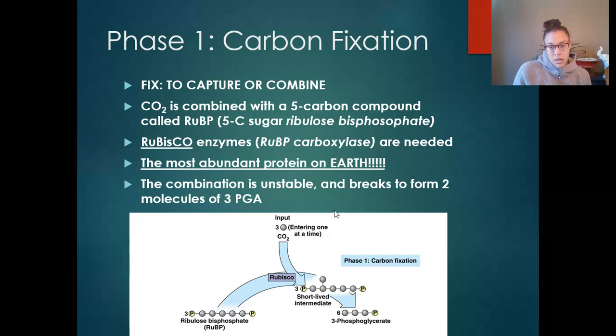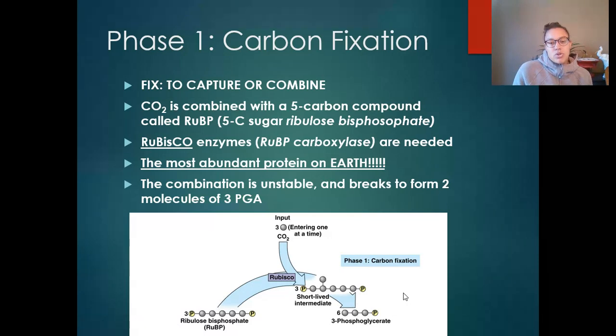And then this happens 3 times. So we can see at the beginning here, input, there are going to be 3 carbon dioxide molecules that enter in and go through this fixation process. So by the end of it, we're going to end up with 6 3-carbon PGA molecules.